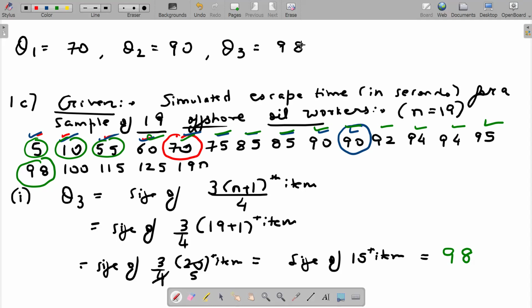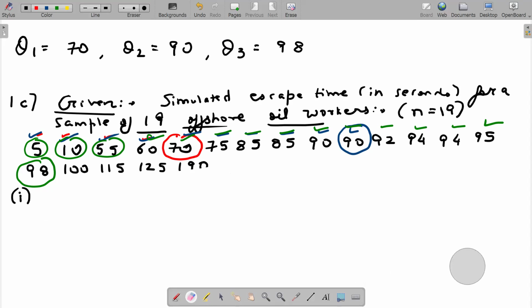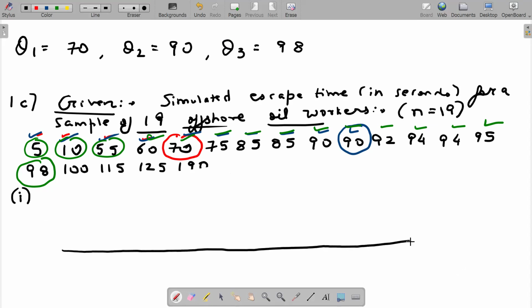Okay, so now we can make a box plot. So it's going to look like this. If I erase this portion off, I can draw a line like this, and I can take an appropriate scale because the lowest value here is 5 and the highest is 190. So maybe I can start from, let's say, 10, or I can take multiples of 20. I think that is also fine if I take that.